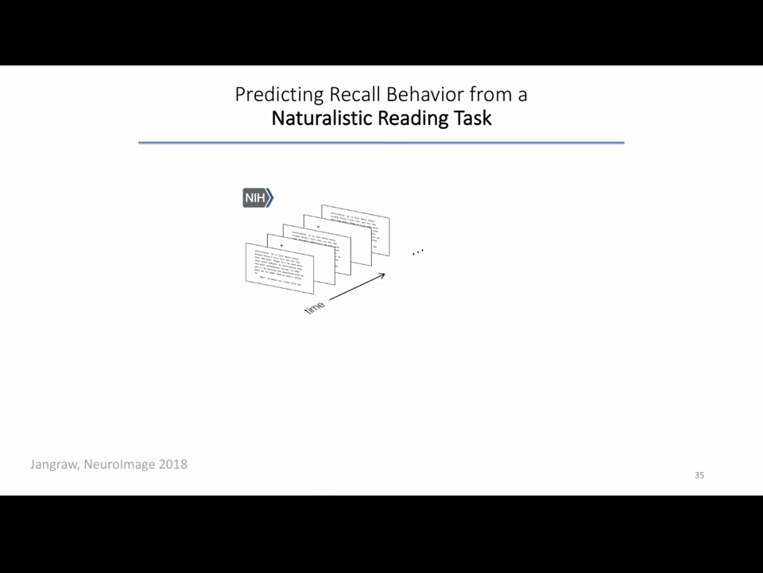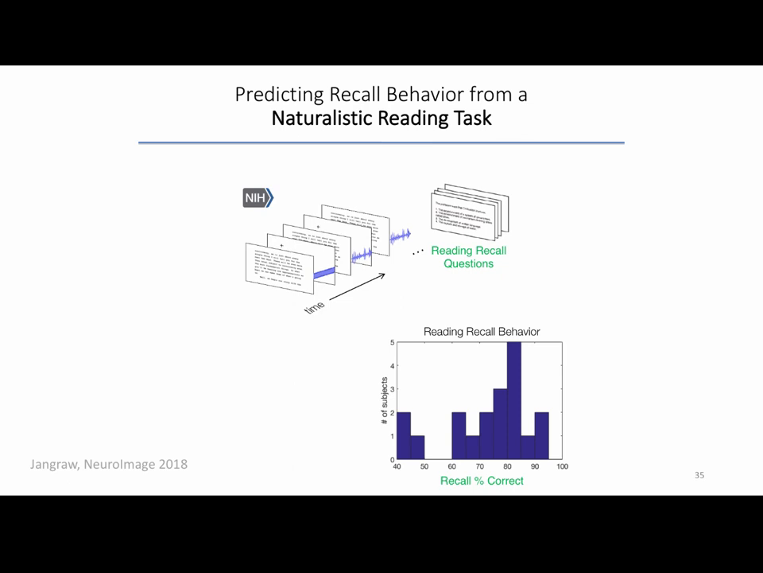And to that end, we had what we call a naturalistic reading task, where we show a page of text on the screen. People are asked to read it at their own pace, and as they do that, we play distracting sounds, either white noise or irrelevant speech, just to simulate reading in a noisy environment. And after they do that, we ask them questions about what they read. And we find that there's a pretty good distribution across people of how well they perform. Some people remembered a lot, some people not so much.